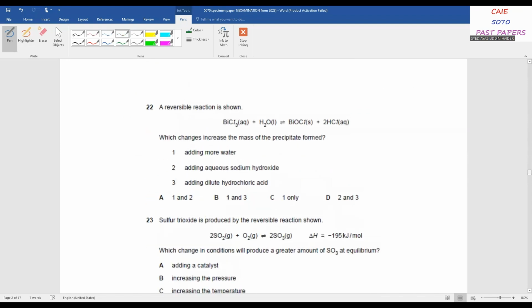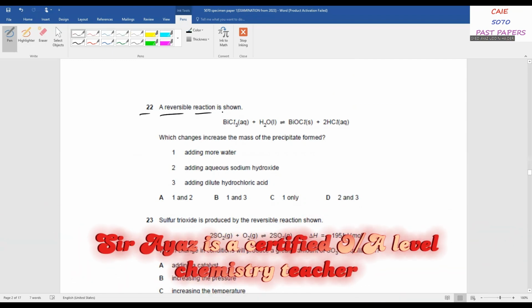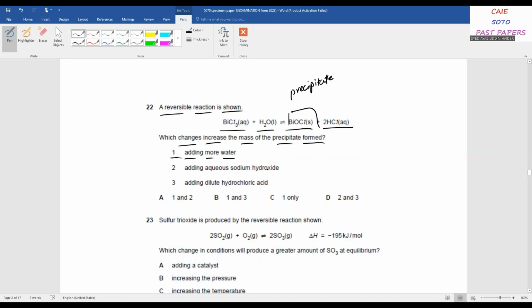Number 22. A reversible reaction is shown. BiCl3 aqueous plus H2O liquid gives BiOCl plus 2HCl. Which changes increase the mass of the precipitate formed? This is a precipitate we are getting, BiOCl precipitate. Number 1, adding more water. If you add more water, what will happen? It will move the equilibrium to the right hand side. So this statement is correct.